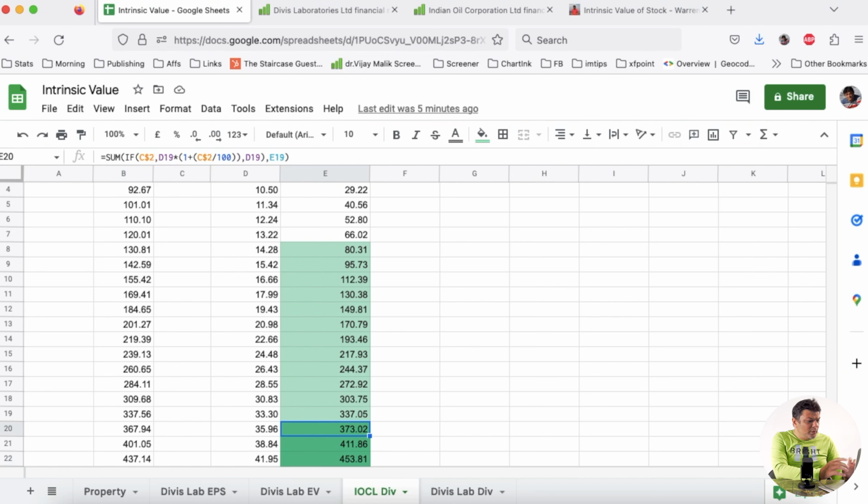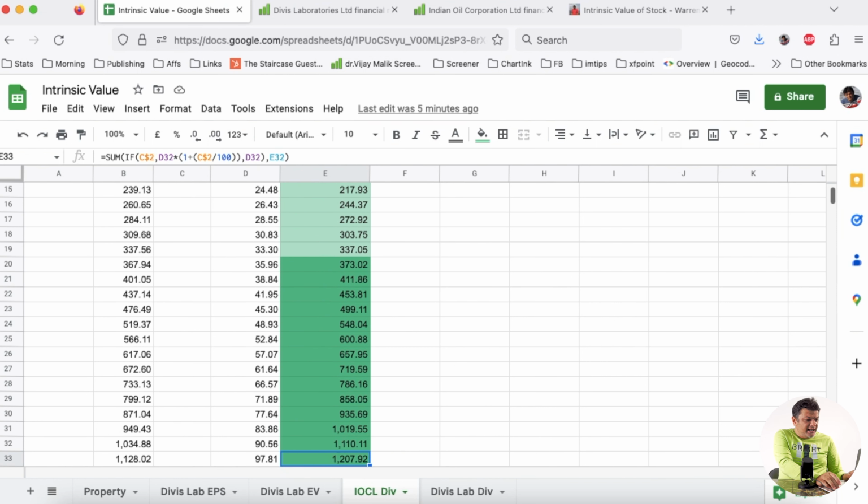Then in the 20th year, what happened is the 78 rupees that I invested would have become 367 rupees. But the cash or the dividend that is being paid would have become 373 rupees. So this is a good intrinsic value. So now what happens is from this point onwards, you see that everything remains in the green.